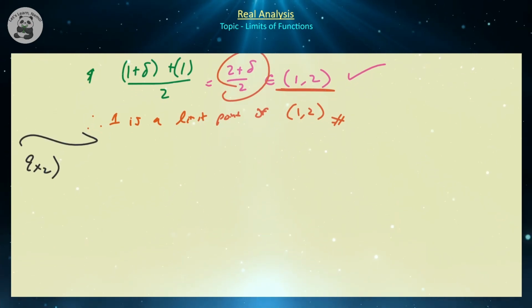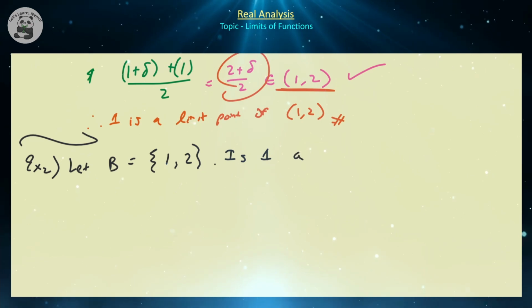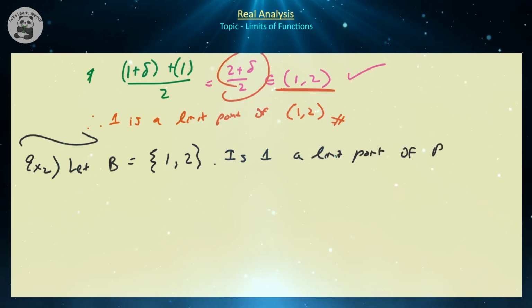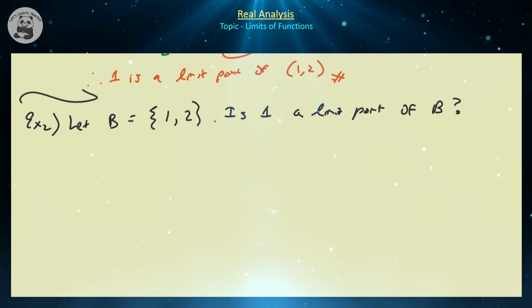So let's assume we have the set B, which is actually just going to be the set containing 1 and 2. So it's a union of two singleton sets, {1} and {2}. So is 1 a limit point of B, right? So again, pause the video and see if you want to try this on your own and see if you can come up with a nice solution for this.